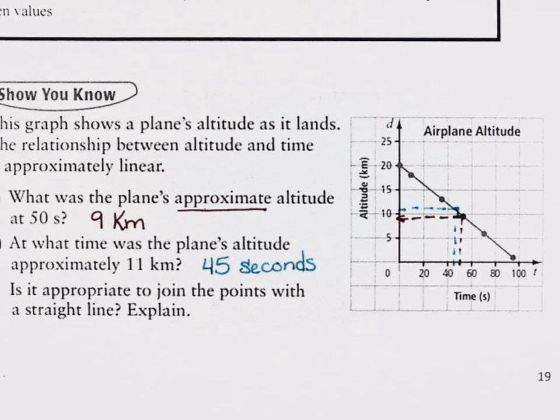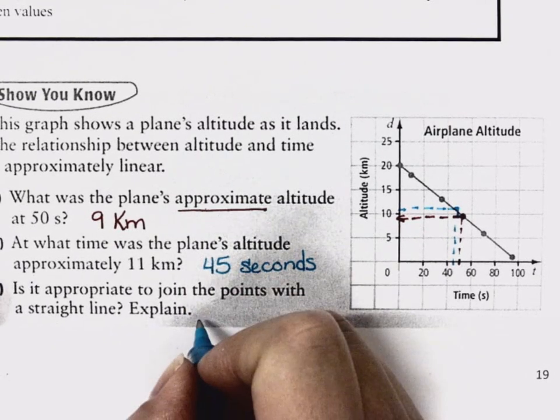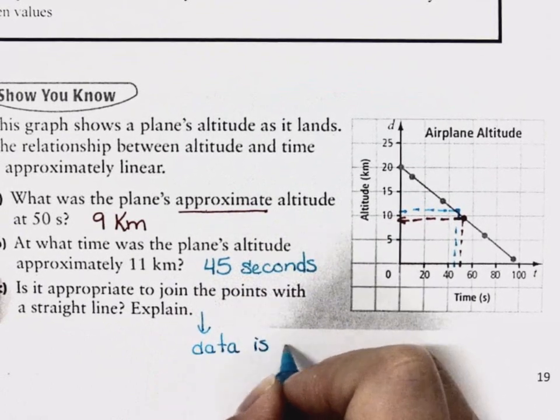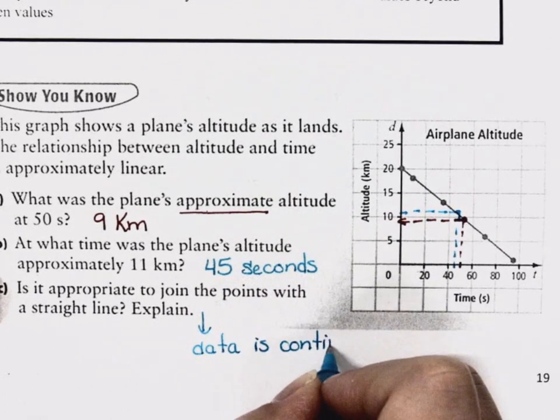Is it appropriate to join the points with a straight line? Is this data discrete or continuous? Can I have parts of a kilometer? Yeah, I can tell you to go walk 1.5 kilometers if you want. Can I have parts of time? Can I have half a second? Yeah. So if I can have parts, that means that the data is continuous.